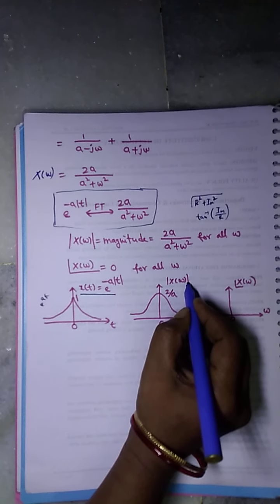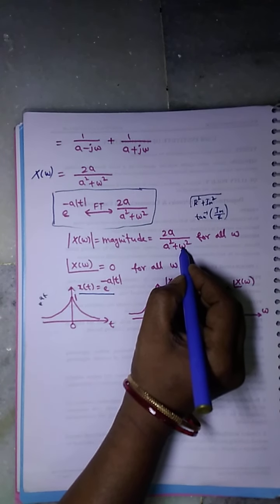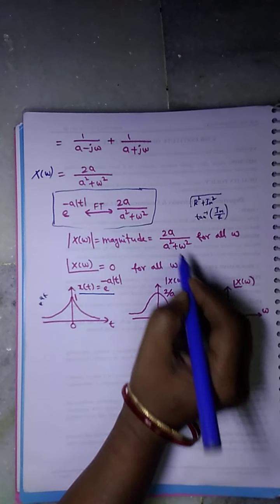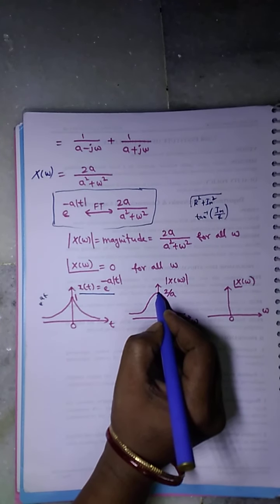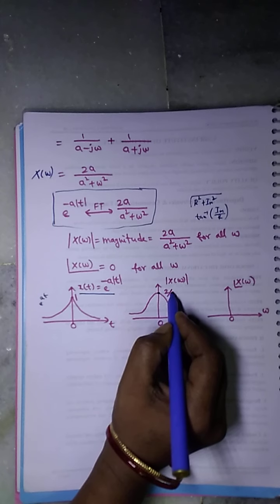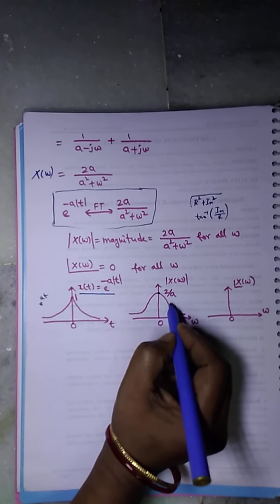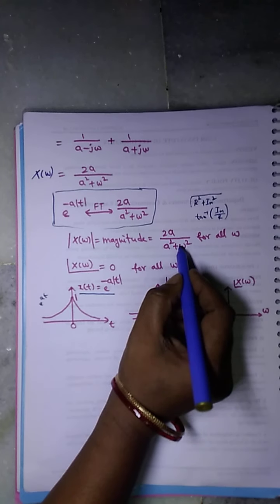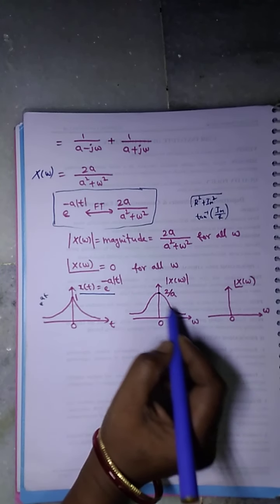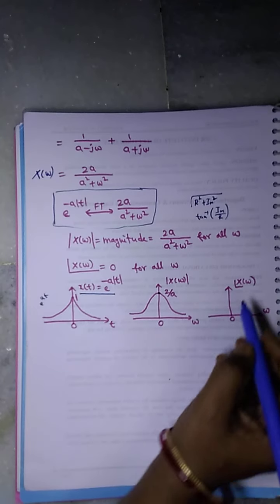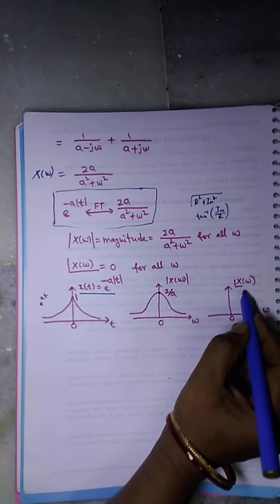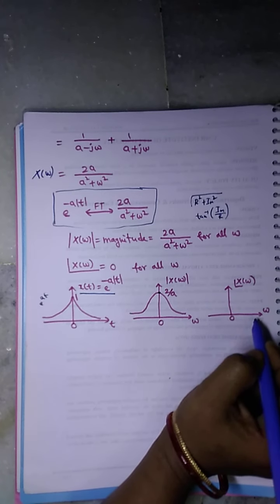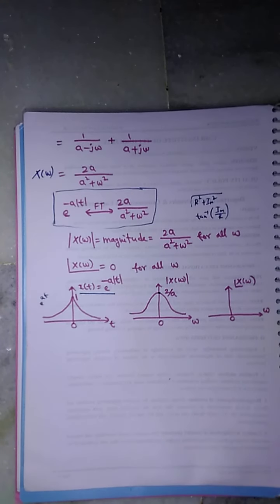Now you draw the magnitude response. Substitute ω is equal to 0. So you get 2a by a square, no? So it is 2 by a. When ω is equal to 0, what is the value we get? 2 by a. When the ω value increases, what happens? The magnitude decreases, because ω is in the denominator. When ω increases, the magnitude decreases. And the angle, just now we have discussed what the angle is. The angle is 0. So angle of X of ω will be 0 for all ω values.